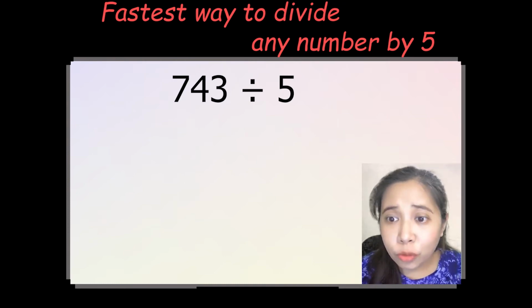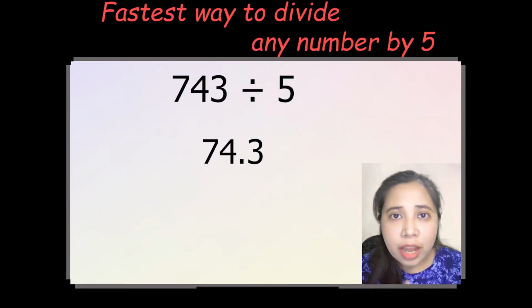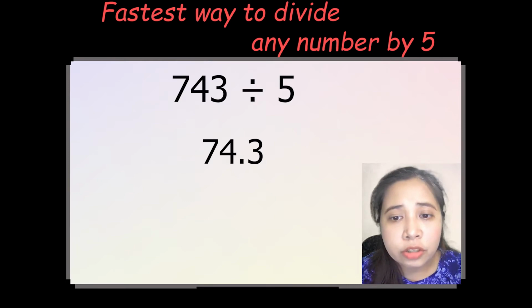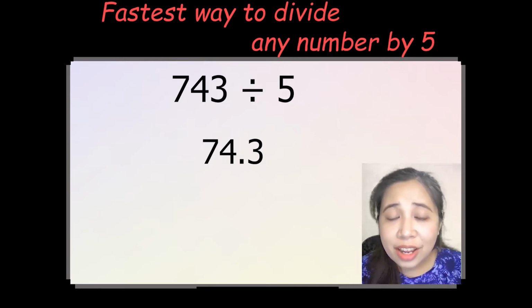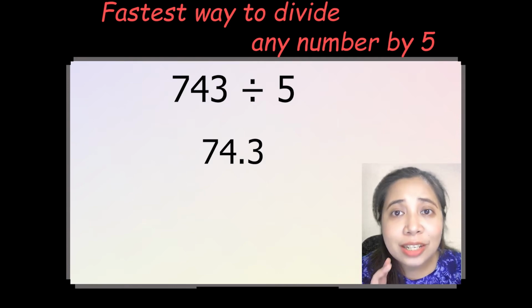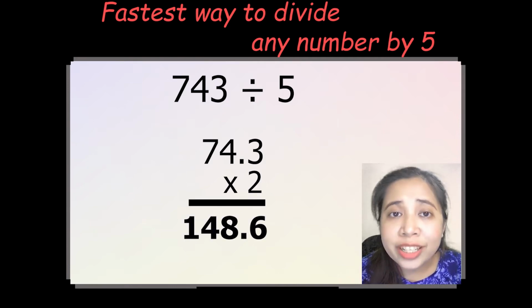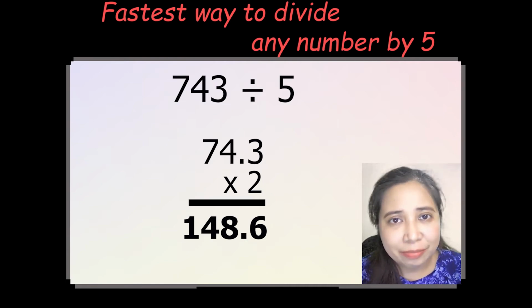Bali, 743 magiging 74.3. Dahil dinivide natin siya sa 10 or minove natin yung decimal by 1 place to the left. Then, yung 74.3, i-multiply lang natin sa 2. So, ang lalabas is 148.6. Dali, diba?